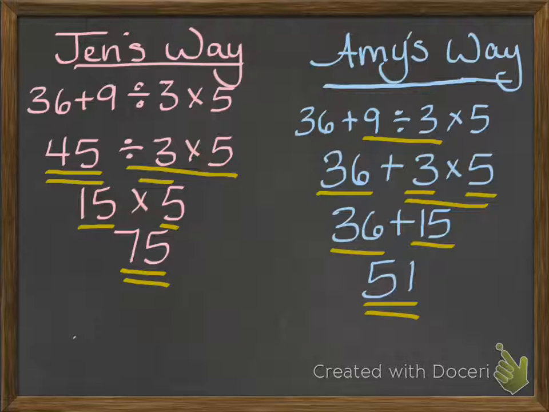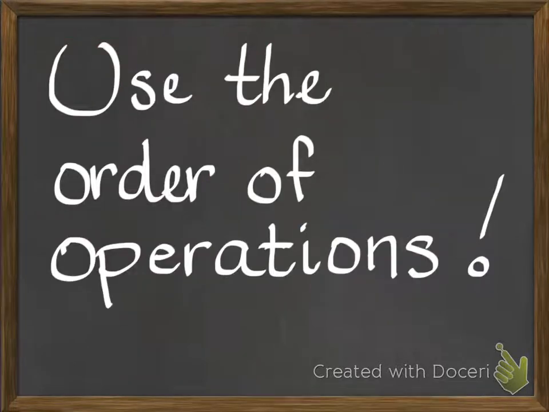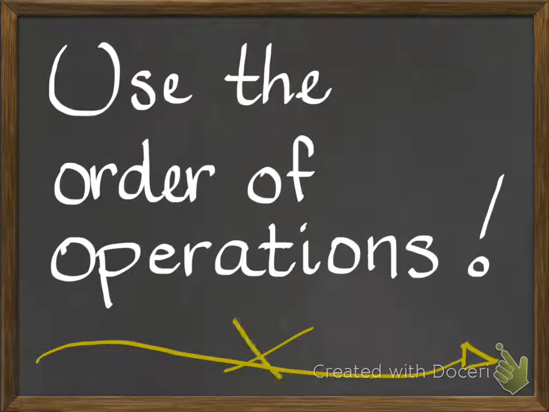And you can tell that Jen and Amy have completely different answers. So the question is, who is right and who's wrong? Well, to find out who's right, what you're going to need to know is the order of operations. That's how you're going to figure out which order to do which problem, because the fact of the matter is, it doesn't just go from left to right. Nope. There's a special order that you have to use.